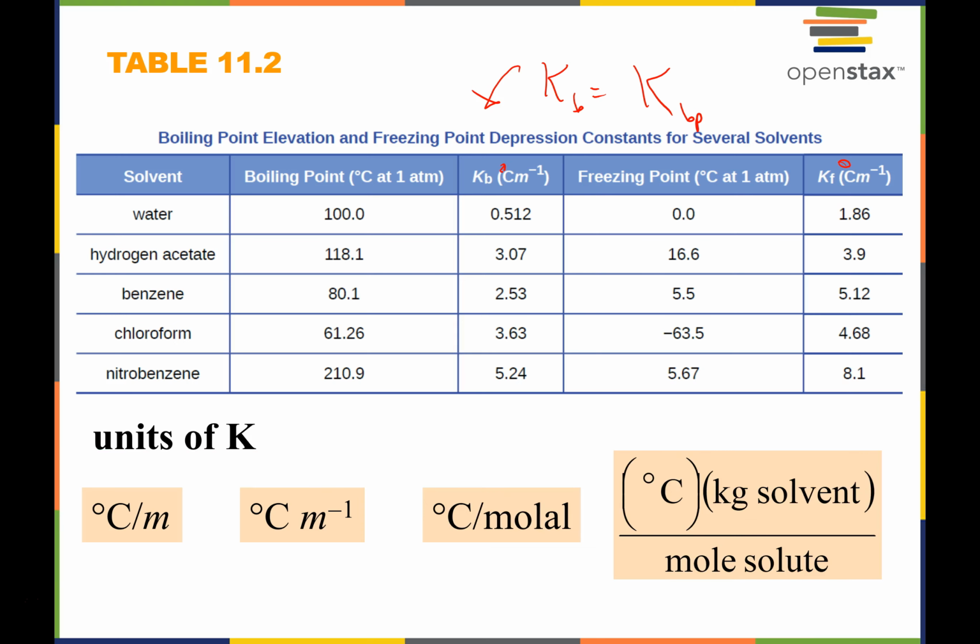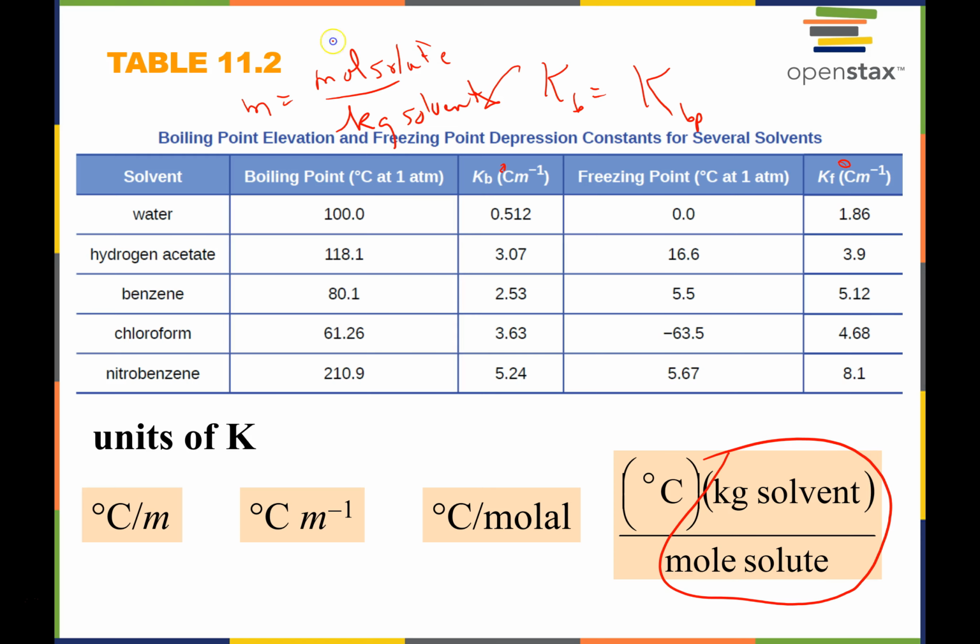All right, but check out this last one. We talked the other day where molal is equal to moles of solute per kilogram of solvent. With that in mind, that's where this comes from. Degrees Celsius per molal is the same thing as degrees Celsius times kilogram of solvent divided by moles of solute, because molal is in the denominator, so you have to flip it.